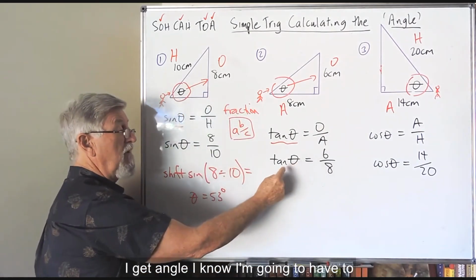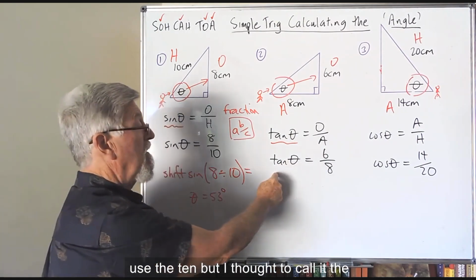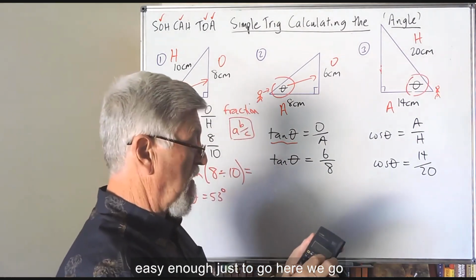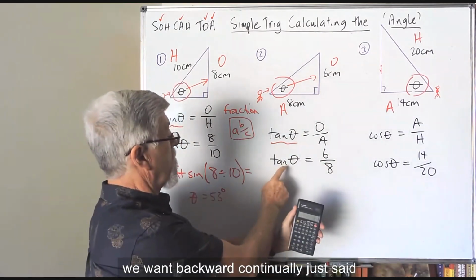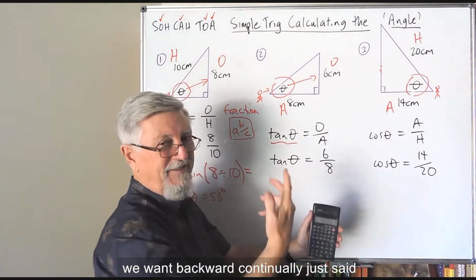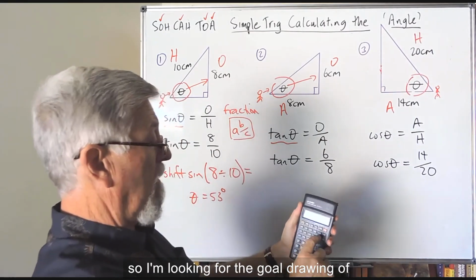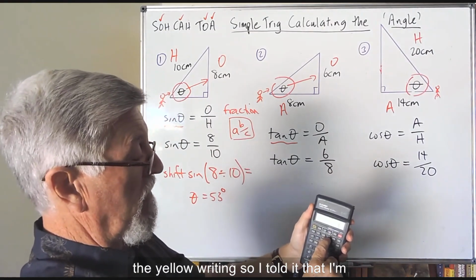How can I get the angle? I know I'm going to have to use the tan button. I sometimes call it the backward tan button, but I think it's easy enough just to go, here we go, we want backward tan. I just said it automatically. So second function tan. I'm looking for the gold or yellow writing.